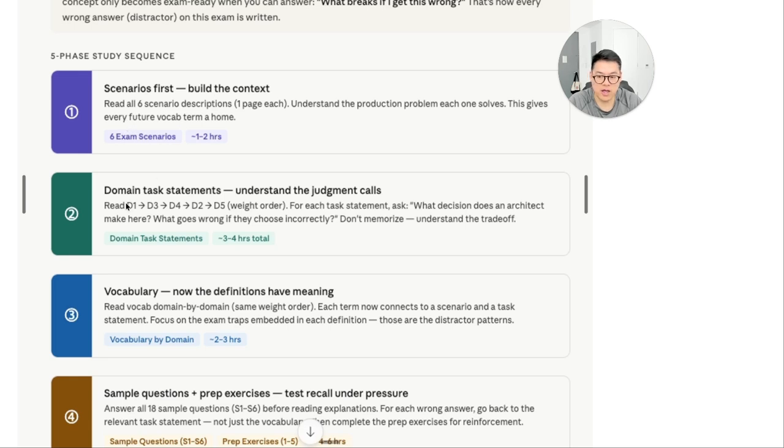Then we are going to do the domain task statements, understand the judgment calls, and read domain 1, 3, 4, 2, in this weighted order.